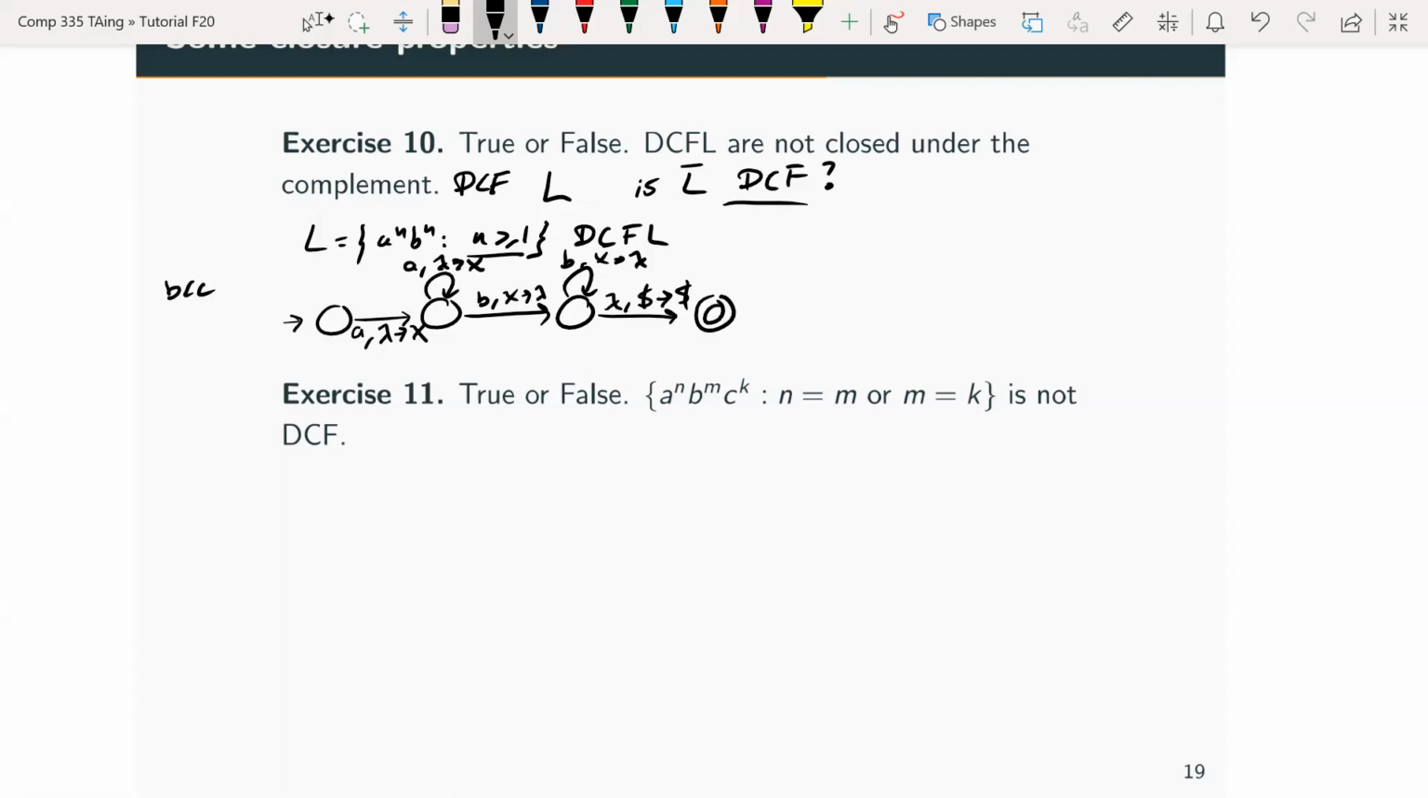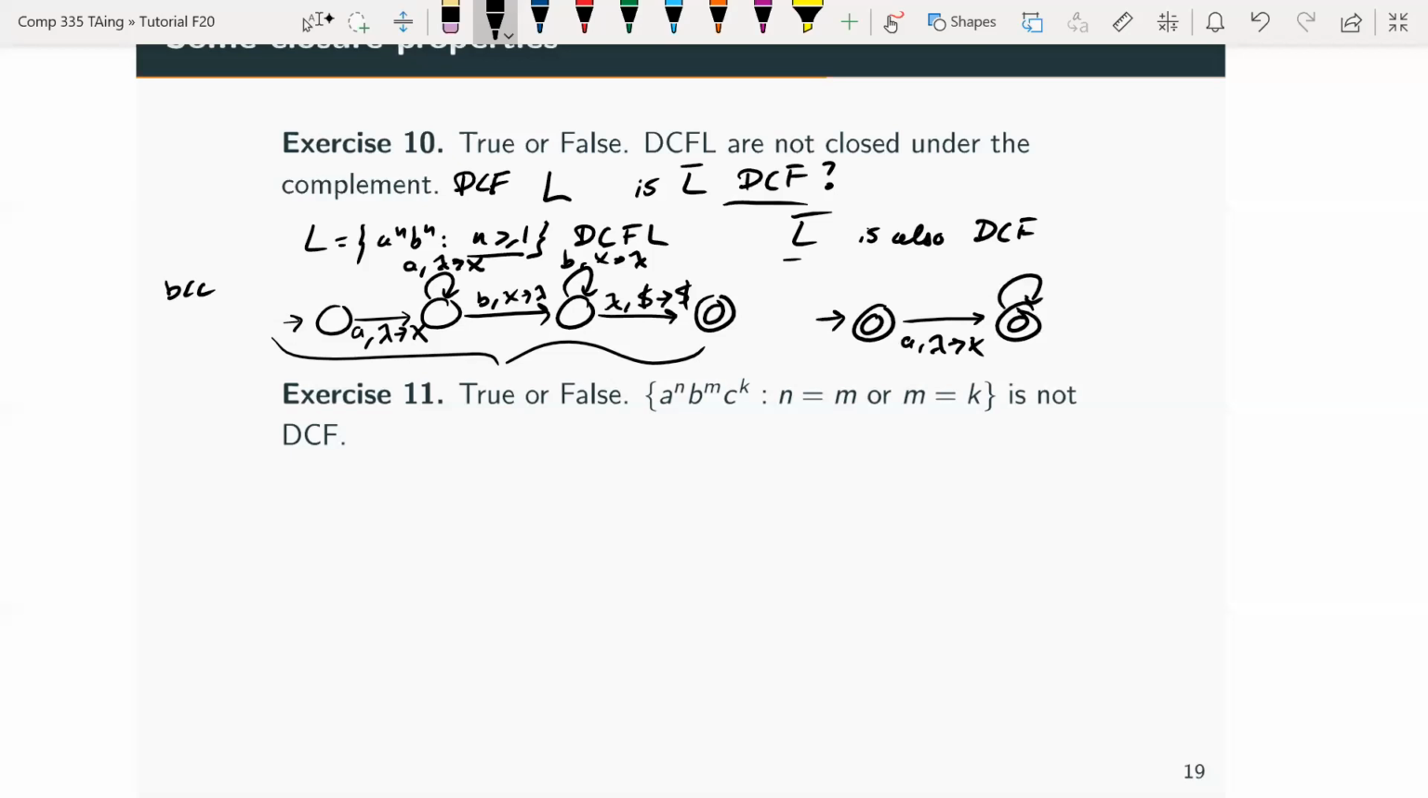So the claim is that L complement is also deterministic context-free. In fact, you can prove this by using this machine to create a new machine that accepts L complement. And that machine uses the same trick you do for L complement in a DFA. You can use that same trick for DPDAs. What I mean by that is you can convert all of the non-final states to final states. So you can do this.